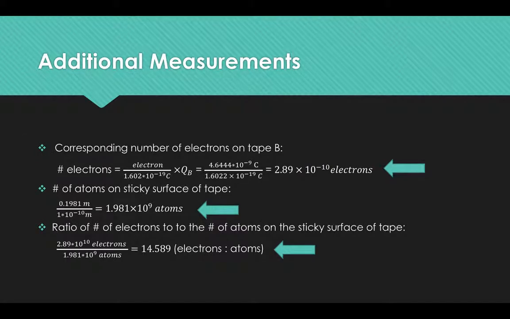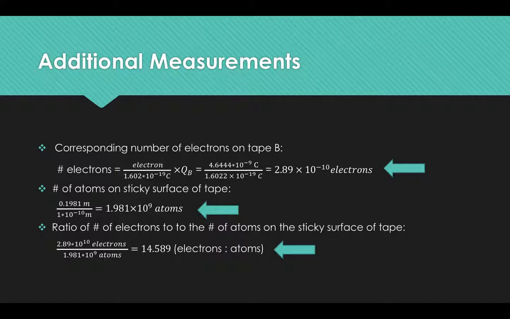Then I calculated the corresponding number of electrons on tape B. I knew that there was 1.602 times 10 to the negative 19 coulombs per electron, and I then multiplied that times the charge of my tape. This helped me arrive at 2.89 times 10 to the negative 10 electrons on my piece of tape.